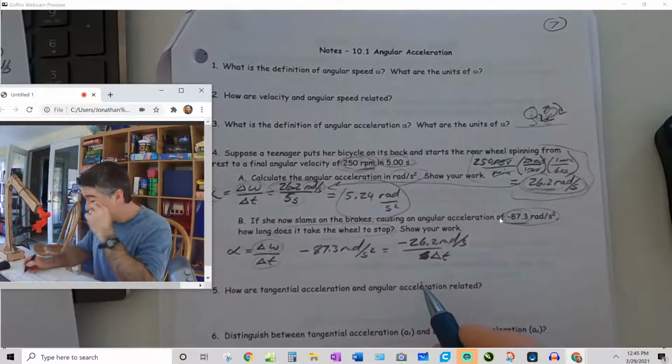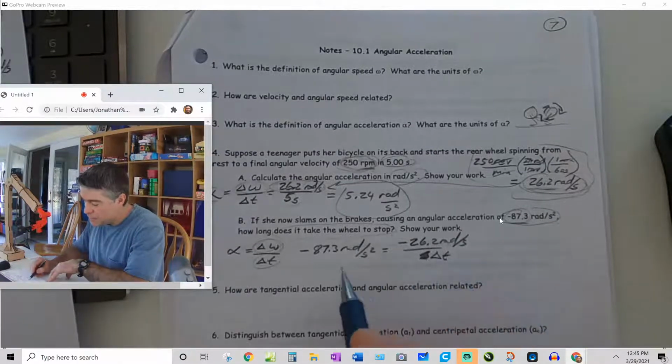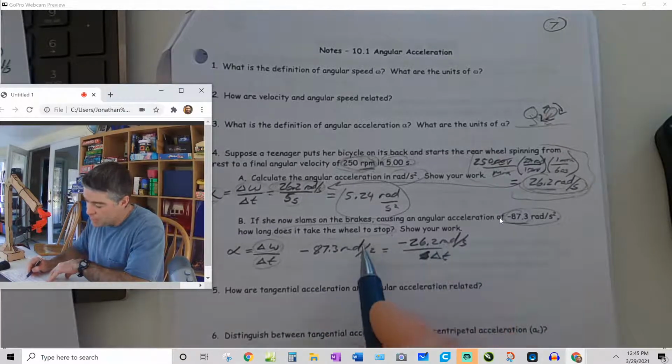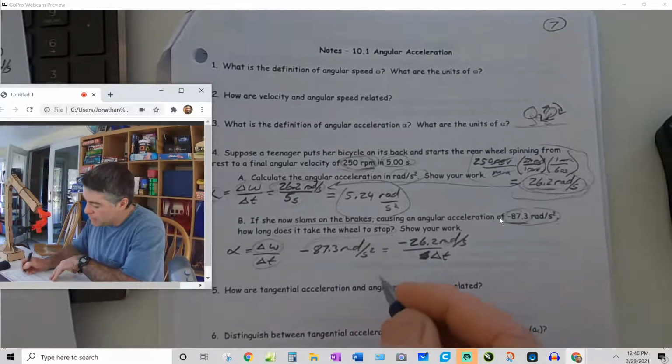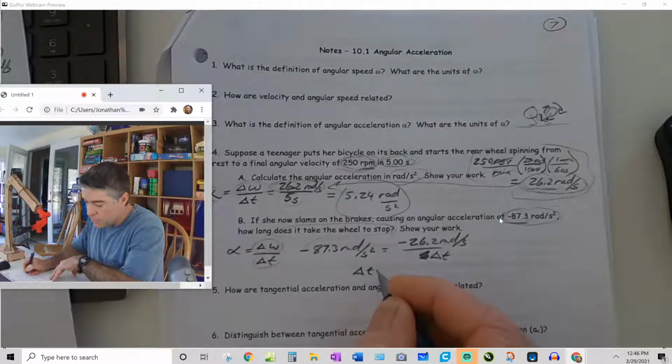To solve this, I would multiply both sides by delta t. So then I get this times t equals that. Then I would need to divide both sides by this. So the answer is just going to be 26.2 divided by 87.3. And that comes out to delta t equaling 0.3 seconds.